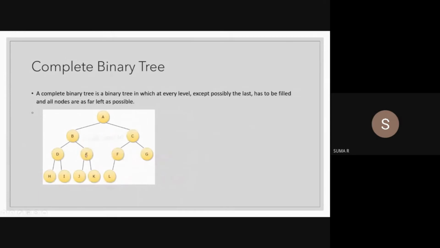Okay, now F, G, suppose here this node, if it is the right child, then also it is not a complete binary tree. Without filling the left side, the right side cannot be filled up. So, a complete binary tree is a binary tree in which the nodes should be filled from left to right order.